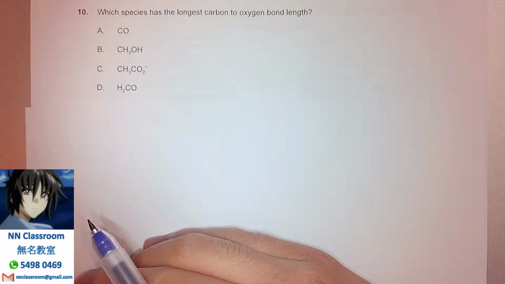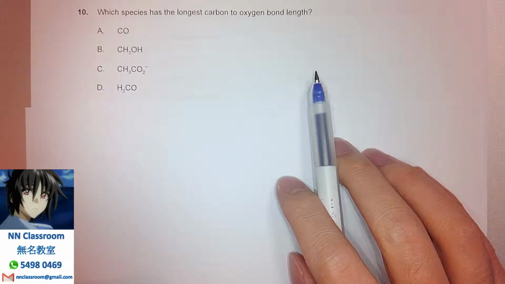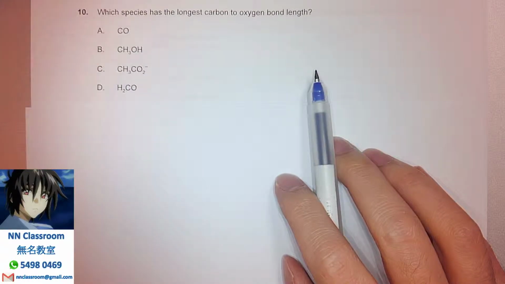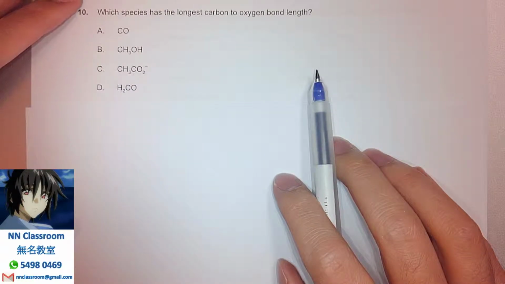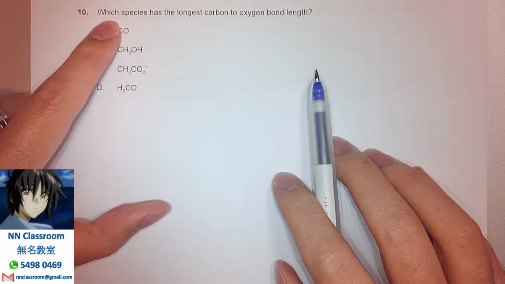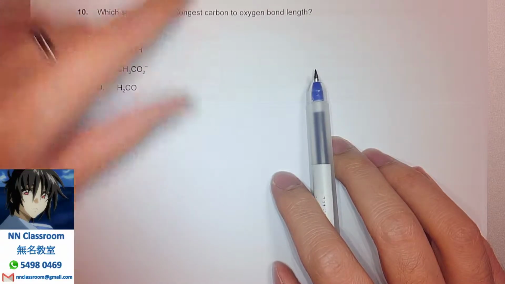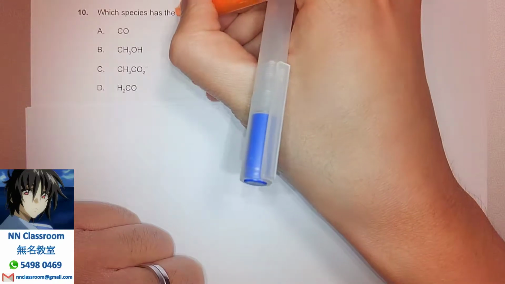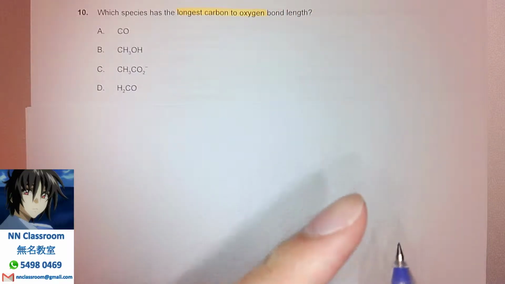Today I'd like to share with you a question, multiple choice number 10, extracted from 2018 May, time zone 2. It's another typical type of question from topic 4, especially the sketching of a Lewis structure. Let's see. They're asking which species down here has the longest, first of all, longest is the keyword, C to O bond length, right?